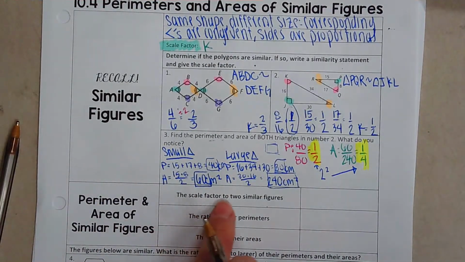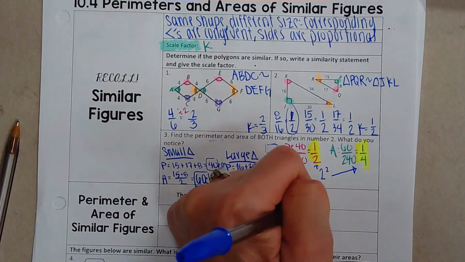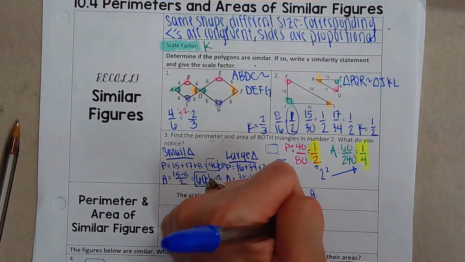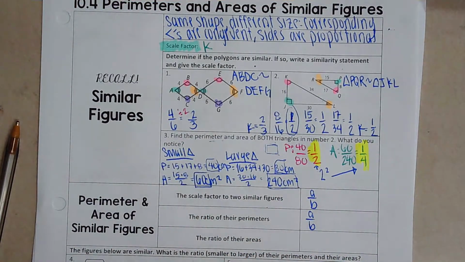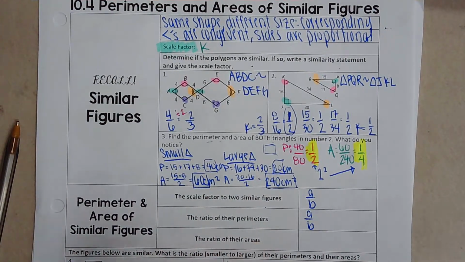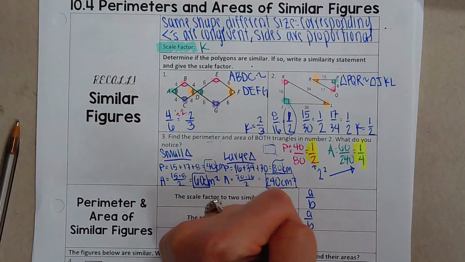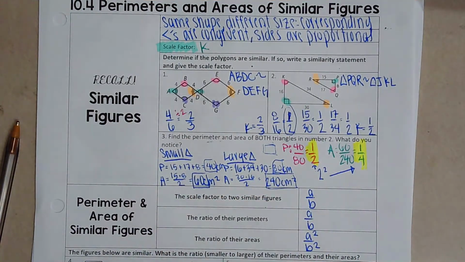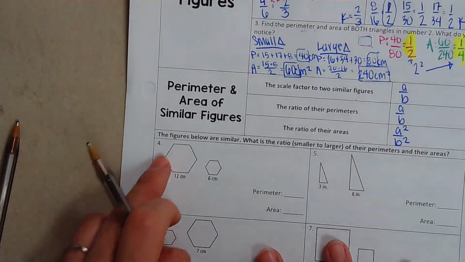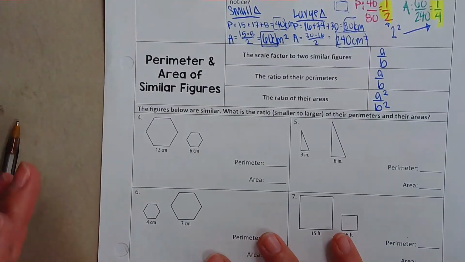Okay, so scale factor of two similar figures is simply just A over B. Perimeters are also just A over B, just one dimensional, just walking a straight line around the soccer field. The ratio of their areas is A to B, but each of them is going to be squared. So that's every spot, the length and the width inside that soccer field. Okay, well, Mrs. Black, what the heck are you talking about? Let's start by doing some example problems, and I think it will make a bit more sense.